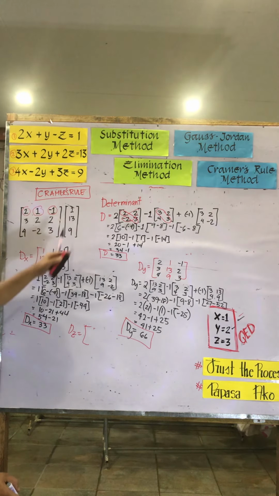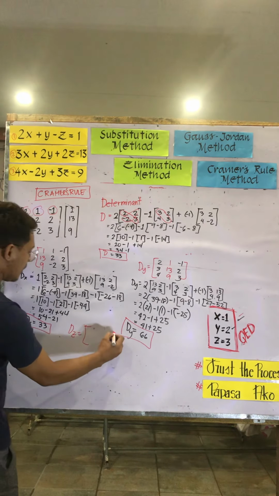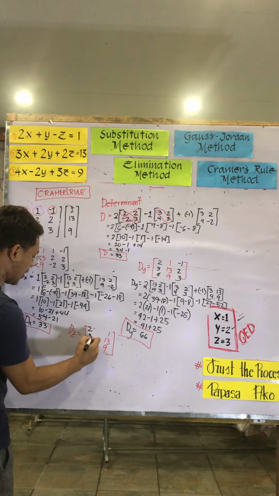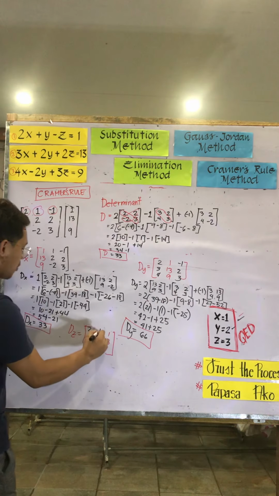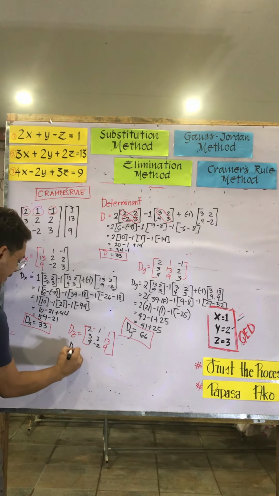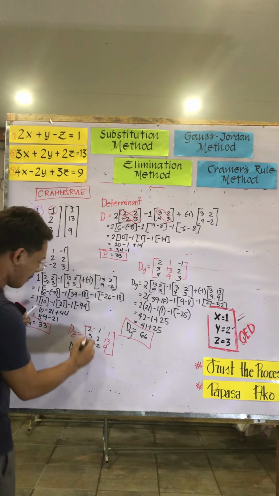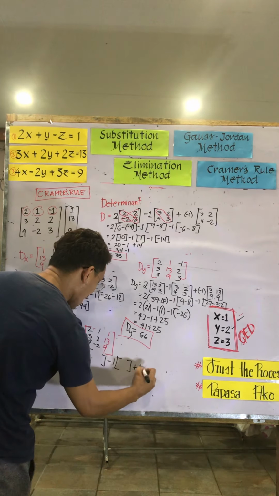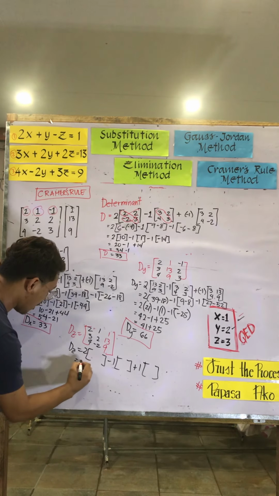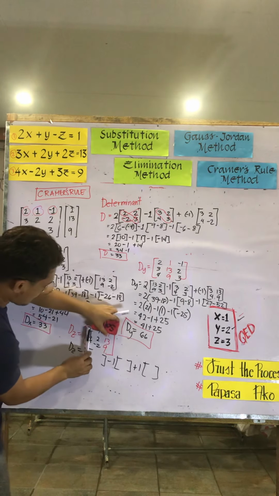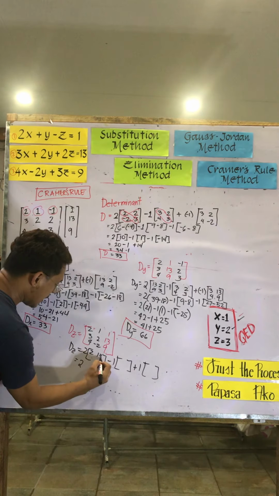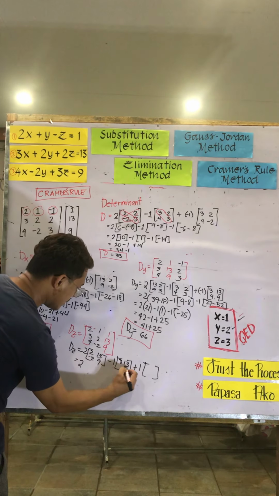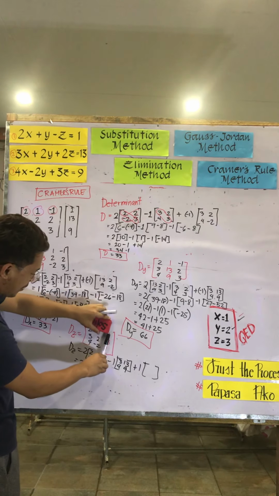Therefore, substitute the constants 13 and 9 to our third column. That will become 1, 13 and 9. Then copy the original first column, which is 2, 3, 4, and the original second column, which is 1, 2, negative 2. Therefore, d sub z, just continue the same process. We have 2 times minus 1 times plus 1 times. Therefore, we have 2 times. For 2, we have 2, 13, negative 2, 9. For 1, we have 3, 13, 4, 9. And for 1, here, we have 3, 2, 4, negative 2.